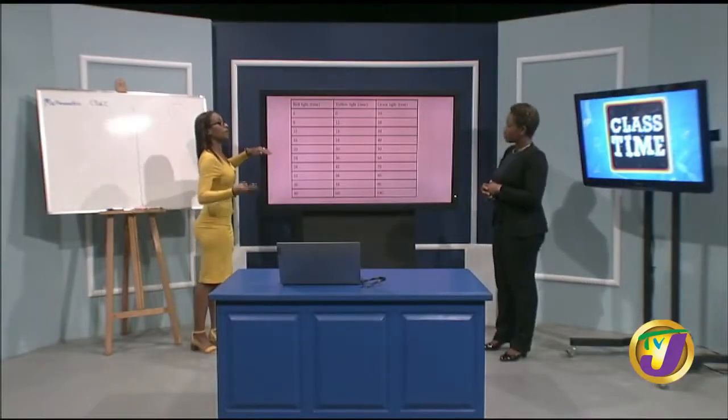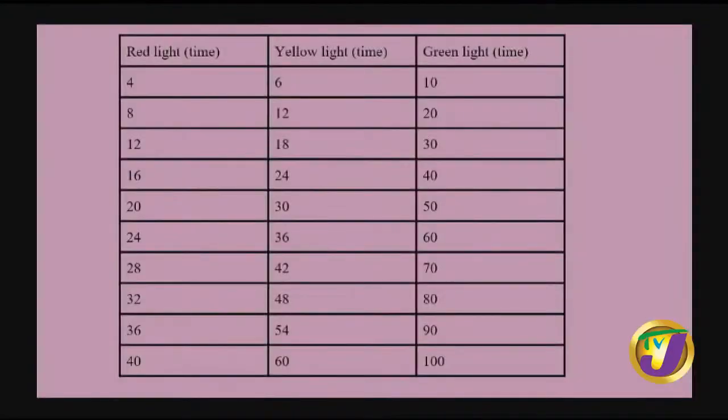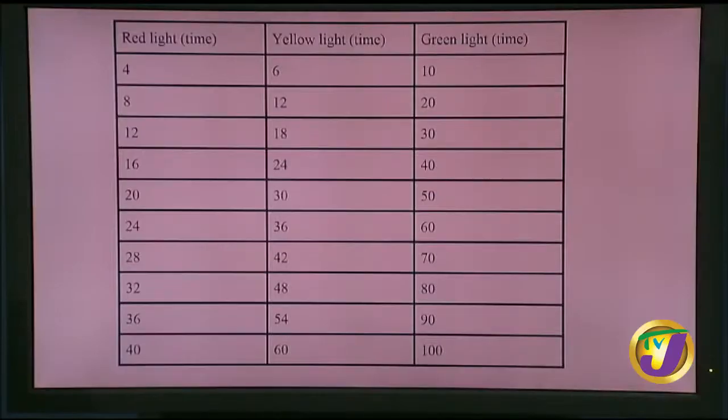So if we take a look, we realize, as you rightly said, for a red light we would have been adding 4 seconds on each flash. For our yellow light, again, we would be adding 6 seconds every time it flashes, and for the green light, 10 seconds each time it flashes. So can we look here and see a common time for all 3 lights, just looking at our table here?